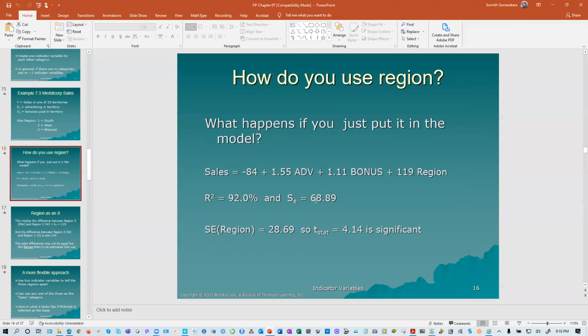Standard error. Right? Standard error is how much? What happens if you just put it in the model? This region, R squared is 92%. You see, it's very good, really good, more than almost 85. But the error is 6885. And standard error for the region.